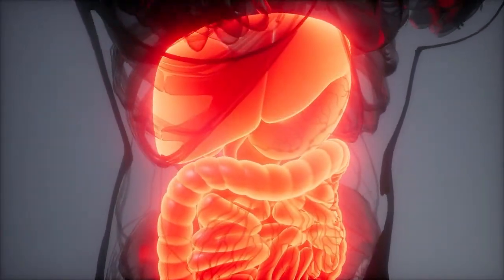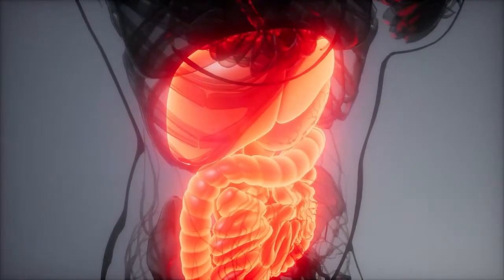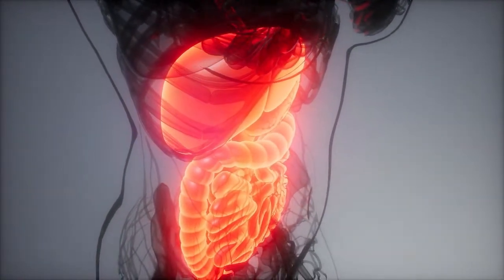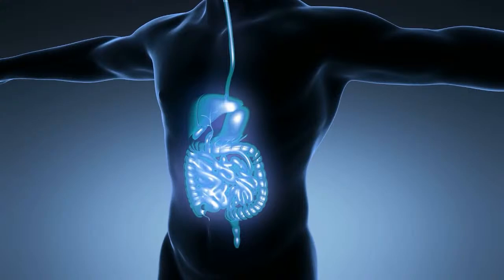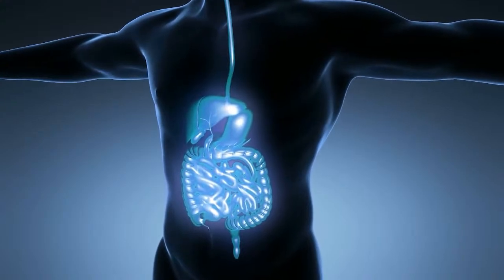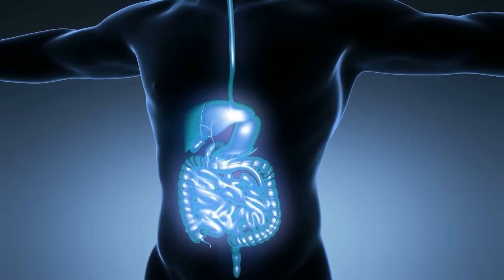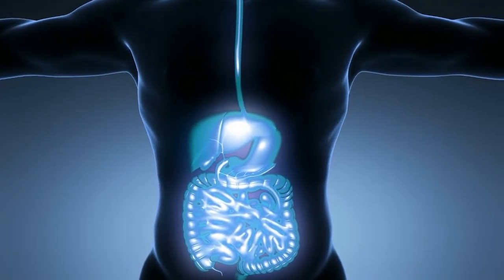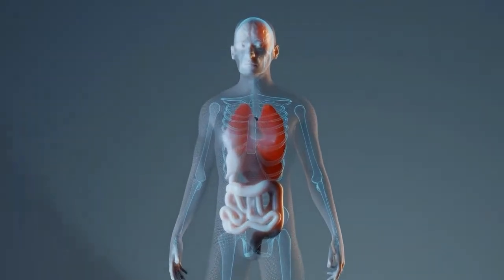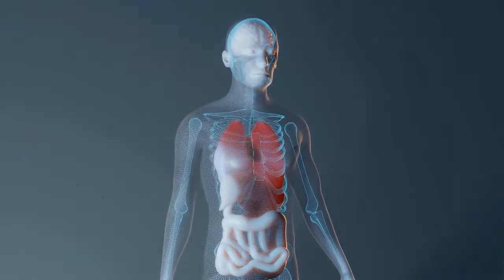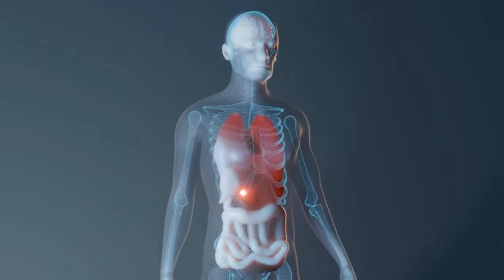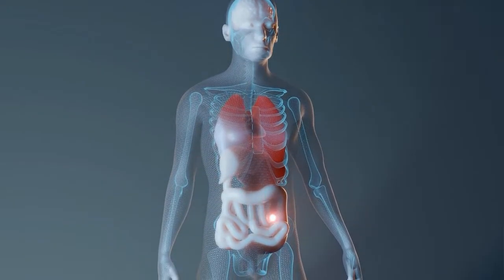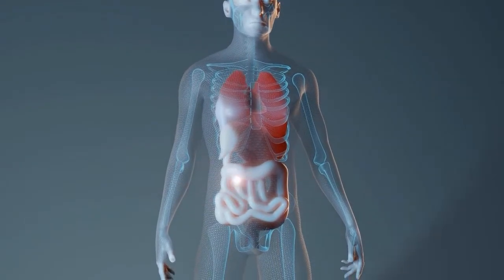The walls of the small intestine are lined with tiny, finger-like projections called villi and microvilli, which greatly increases the surface area for absorption. The small intestine also plays a role in the secretion of bile, which is produced by the liver and stored in the gallbladder. Bile helps to emulsify fats, making them easier to digest. The small intestine also receives enzymes from the pancreas, which aid in the digestion of proteins and fats.